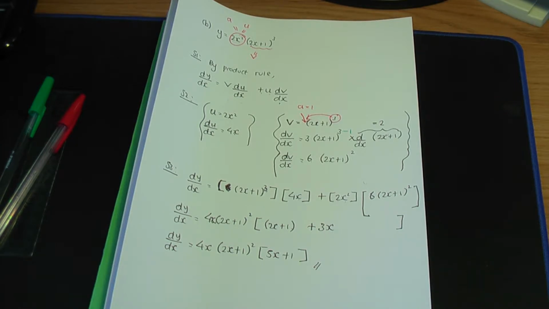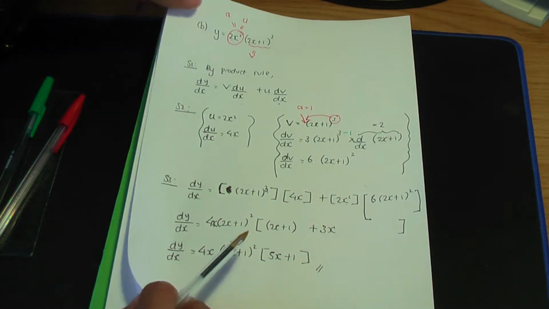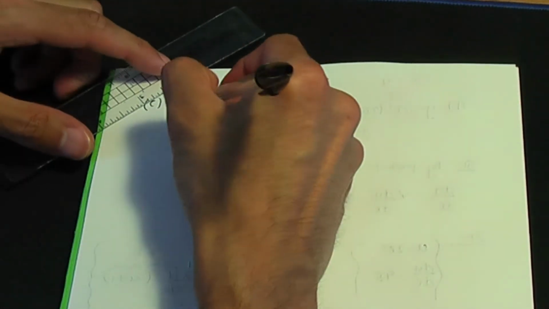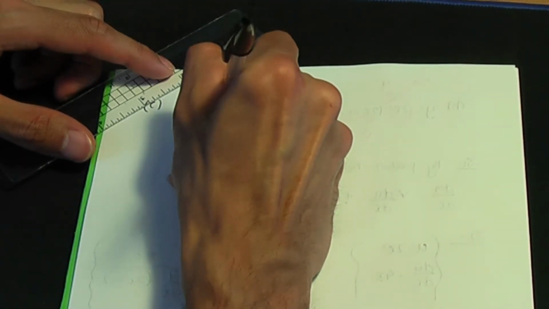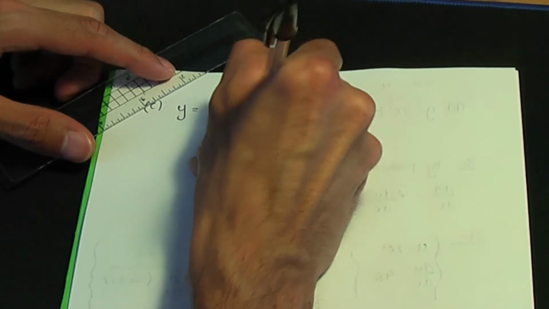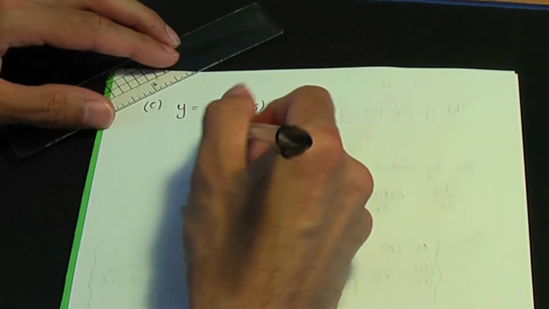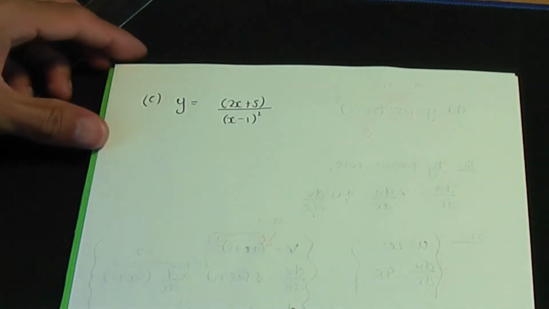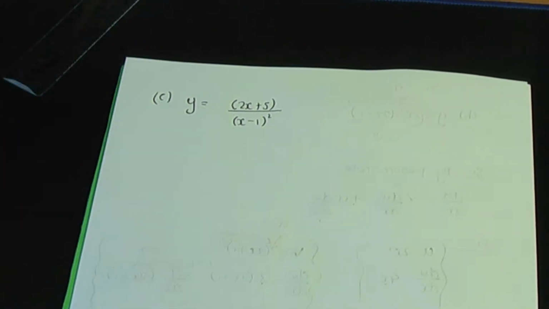Okay? Let me do a quotient rule related problem also. Okay, so let me do just one more example, one more part. So here's a part C. Let's differentiate y is equal to, in this case, 2x plus 5 over x minus 1 squared. So 2x plus 5 over x minus 1 squared.